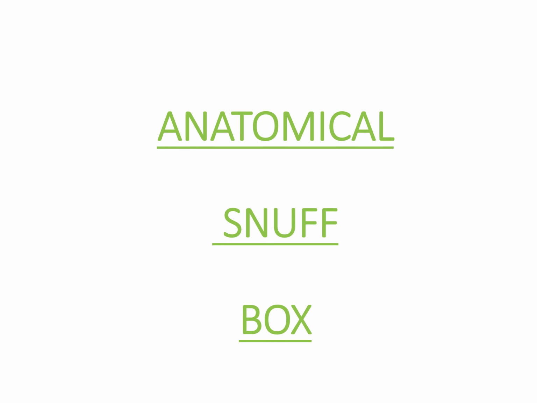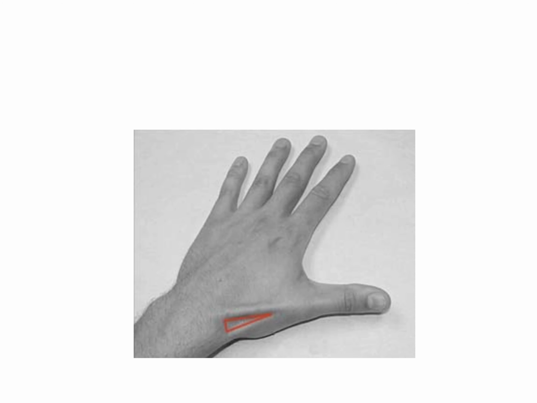Today we are going to talk about the anatomical snuff box. So the anatomical snuff box is a triangular depression found on the lateral side of the dorsum of the hand, and it is visible when the thumb is hyperextended.